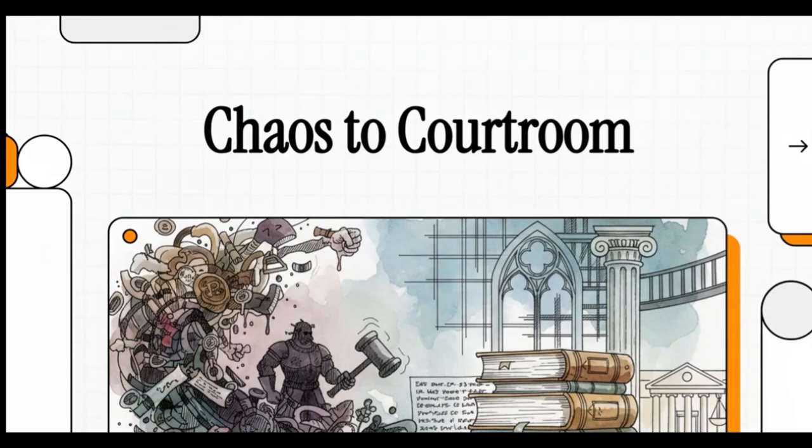Welcome to The Explainer. Today, we're digging into how English law went from a messy, chaotic patchwork of local rules to the incredibly structured court system we know today. It's a fascinating story of how order was literally forged from chaos.